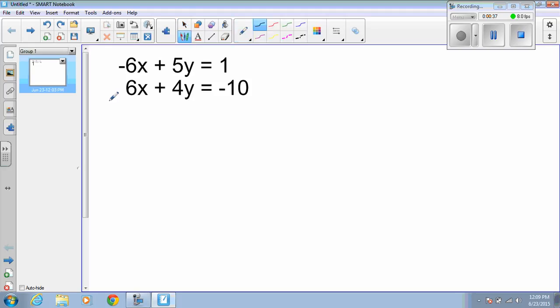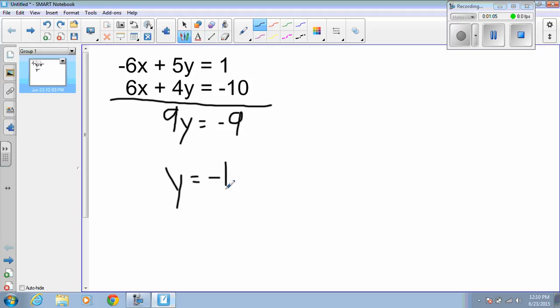And in order to do this elimination method, we're hoping that one of the variables cancels out. So negative 6x plus 6x gives you 0. So one does cancel out. 5y plus 4y is 9y equal sign. 1 plus a negative 10 is a negative 9. Tells us that if we divide both sides by 9, y is equal to negative 1.